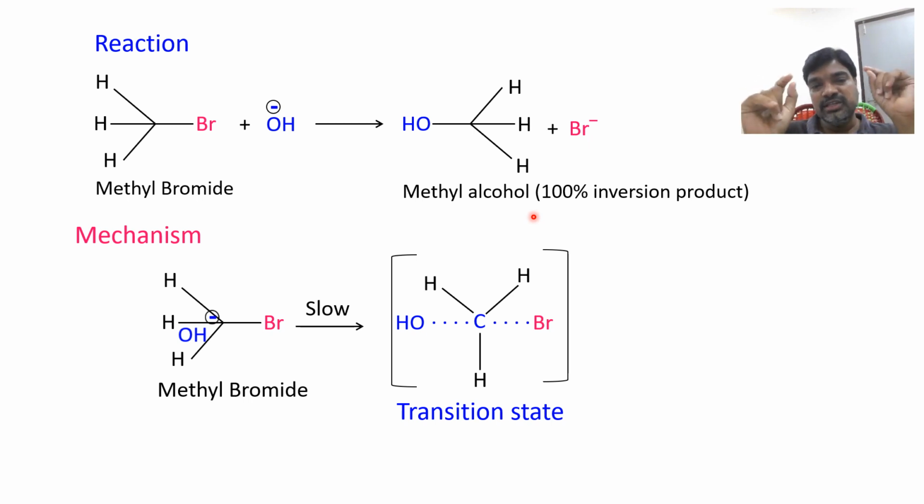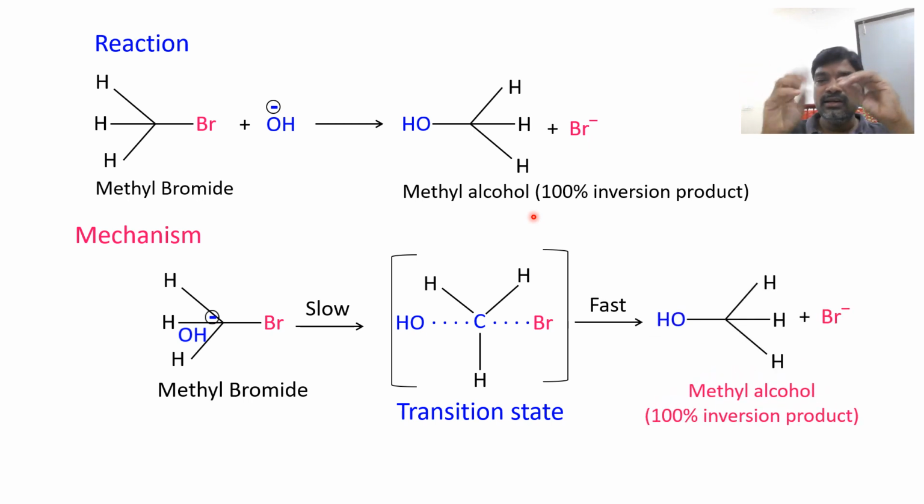This step is the slow step in this SN2 reaction mechanism. Once the transition state is formed, it is highly unstable. It cannot survive for a long time. Therefore, automatically it will convert into the corresponding alcohol, that is methyl alcohol. However, the configuration of the product is opposite to that of the starting material. Therefore, this product is inversion product. 100% inversion product is formed in SN2 reaction mechanism.